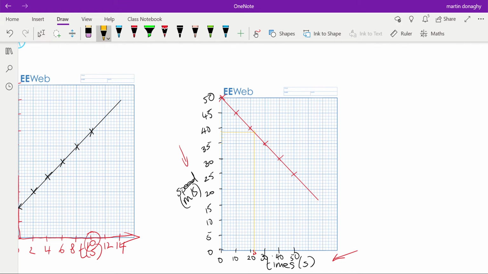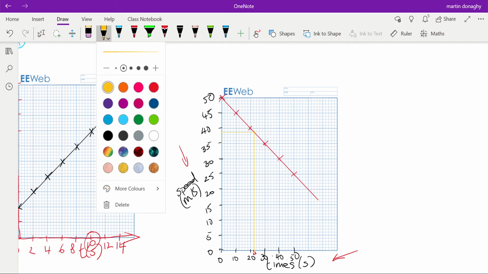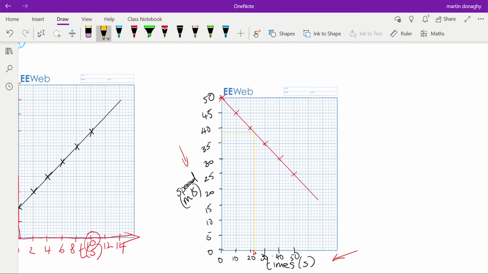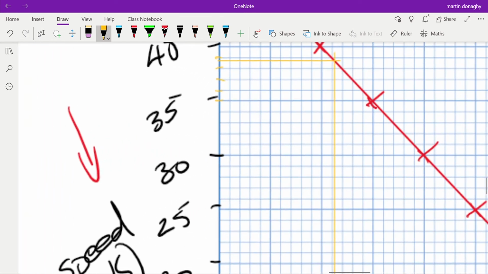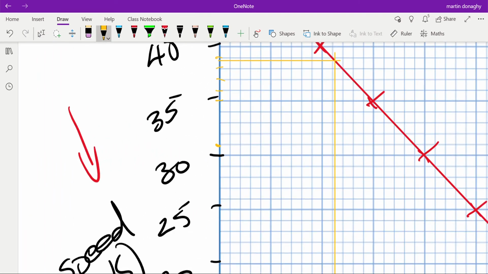So the answer to question 2 is it is traveling at about 39 meters per second when the time is 22 seconds. Question 3. At what time was the car speed 32 meters per second? We do the same thing here, except we go to 32. Remember, each square on the y-axis is worth 1, so that's 31, 32.